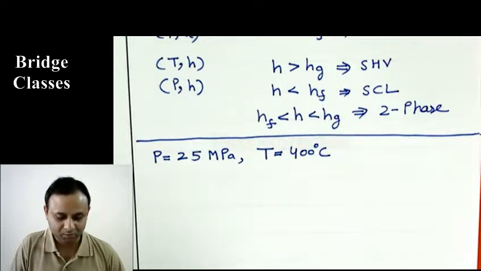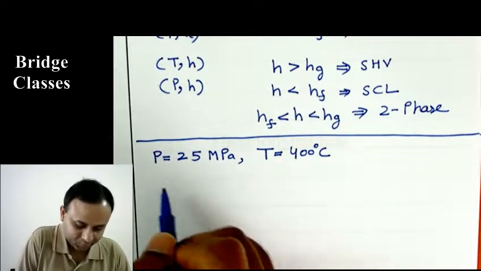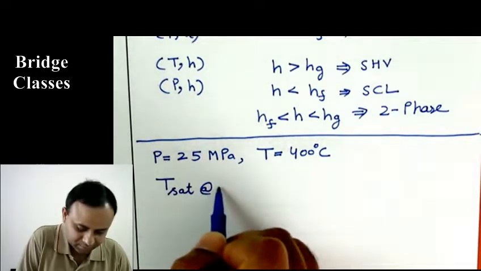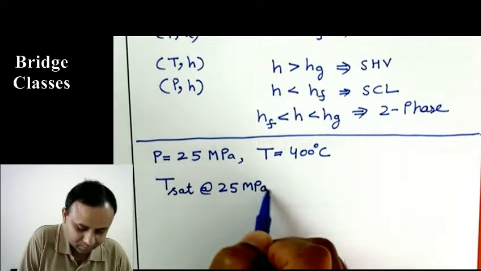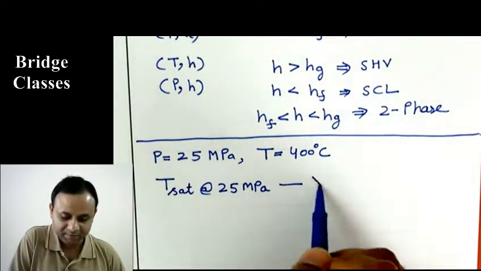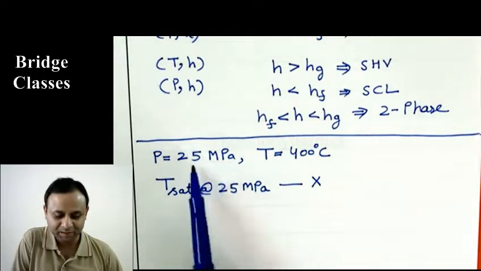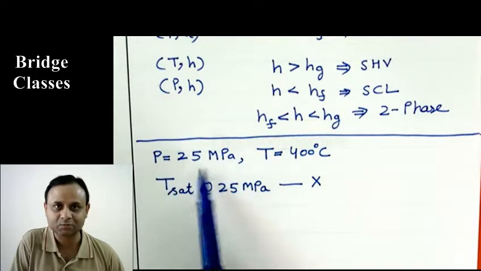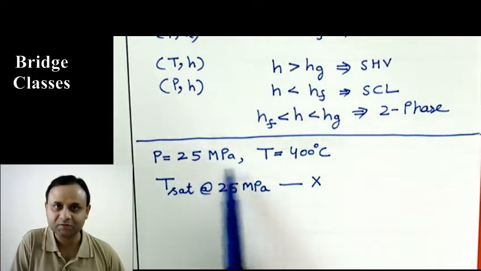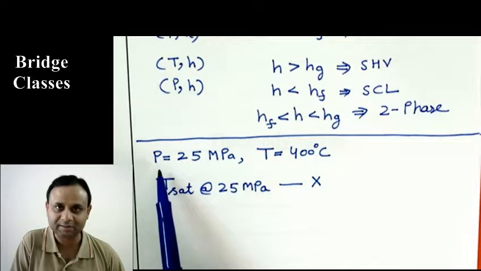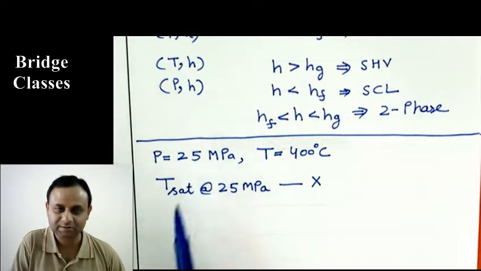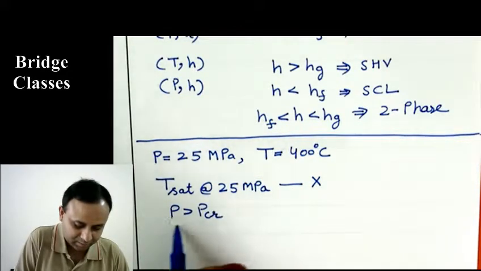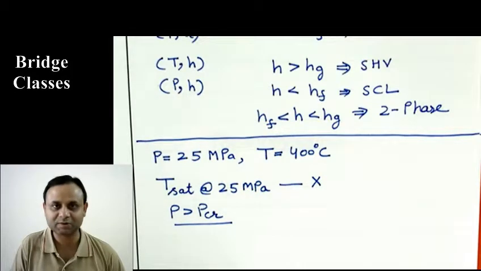Now if you try to look at saturation temperature at the given pressure of 25 megapascal, actually, you won't find this value in the table because 25 megapascal is above the critical pressure for water. So this pressure is not even there in the saturated liquid-vapor table because there is no distinct phase change at this pressure. This is supercritical pressure. This pressure is greater than critical pressure, so you can't read saturation temperature from the table.